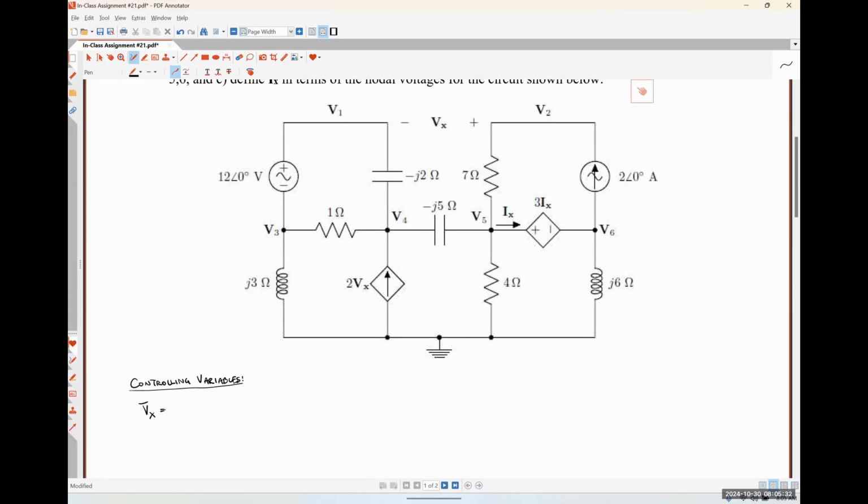Can anybody tell me how I would express my phasor voltage Vx in terms of my nodal voltages? Anybody remember how to do that? Just as a refresher, it's always simply the nodal voltage associated with the positive polarity terminal minus the nodal voltage associated with the negative polarity terminal. So the positive polarity terminal is V2, and the negative polarity terminal is V1. So we would simply have the relationship Vx is equal to V2 minus V1.